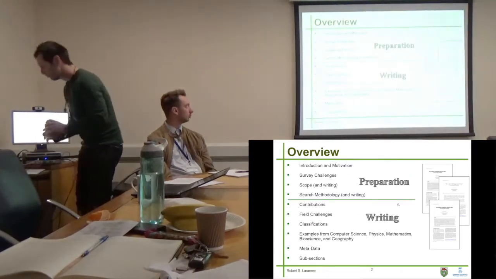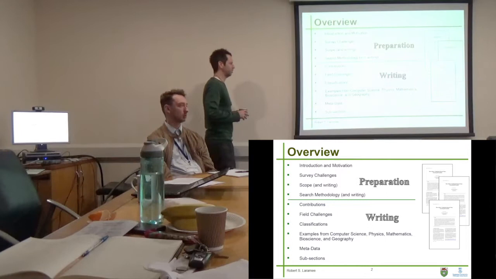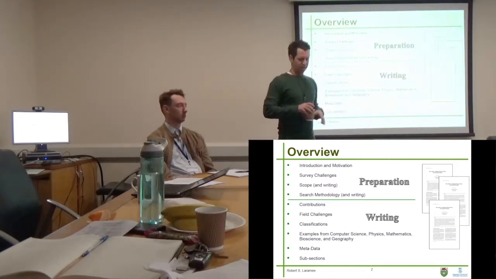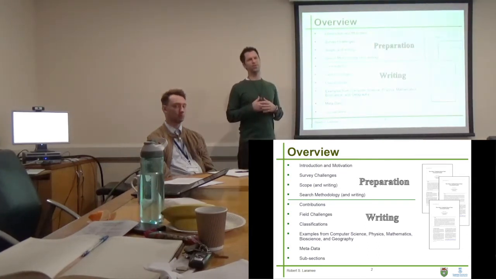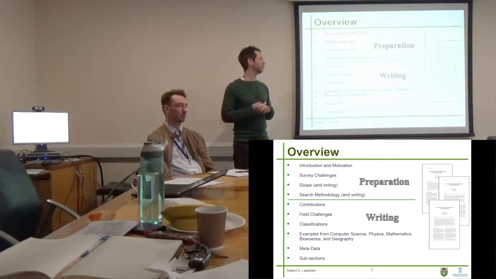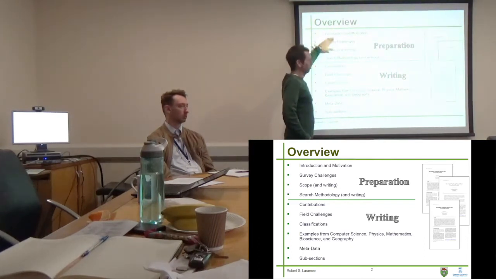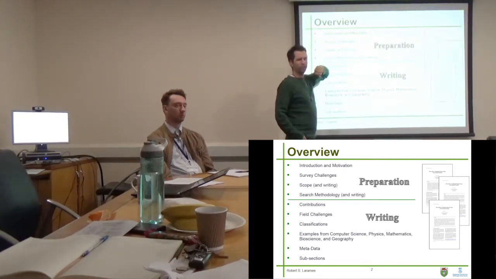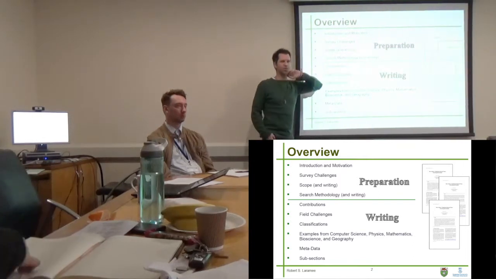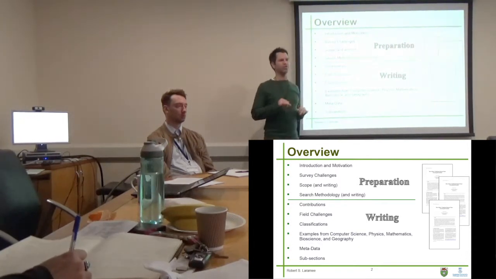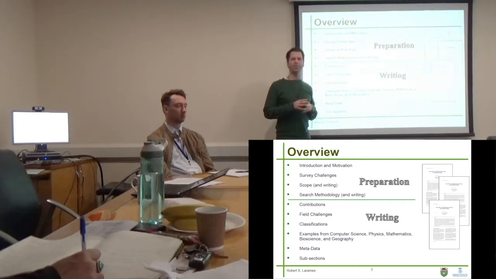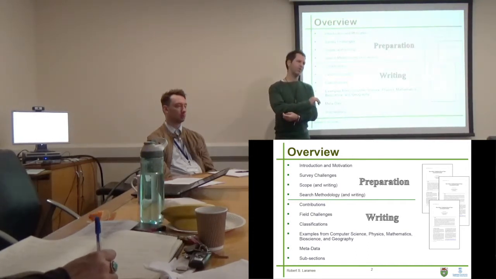Let's see. I should probably start. This is an overview of this presentation. It's broken down into two phases. There's a preparation phase for writing a literature survey, and those are all the things you do before you start writing your literature survey. We're going to talk about why literature surveys are interesting and why we write them, the challenges associated with literature surveys. We're going to discuss something called scope, and how to search for papers. Those are all preparation phases, things you do before you start writing.